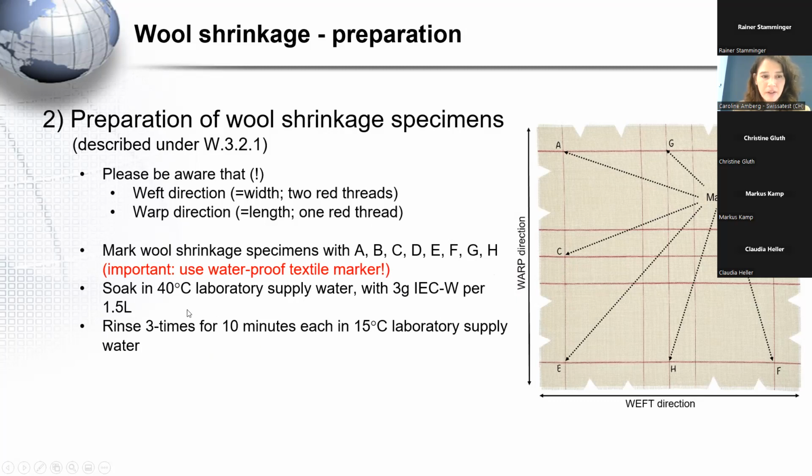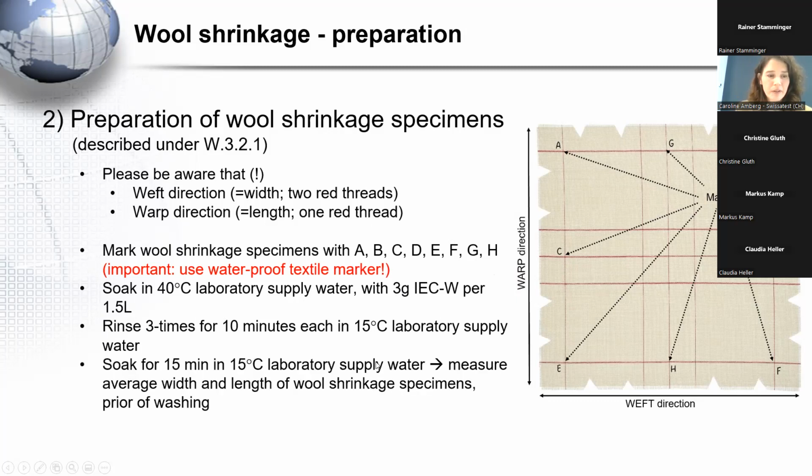Then the wool shrinkage specimens have to be rinsed for 10 minutes each in 50-degree laboratory supply water. And then again, it's soaked for 15 minutes in 50-degree laboratory supply water before you measure the average width and length of these wool shrinkage specimens before you wash it. And then you take it out and you immediately proceed with the test run. So you have to make sure that they are still wet.